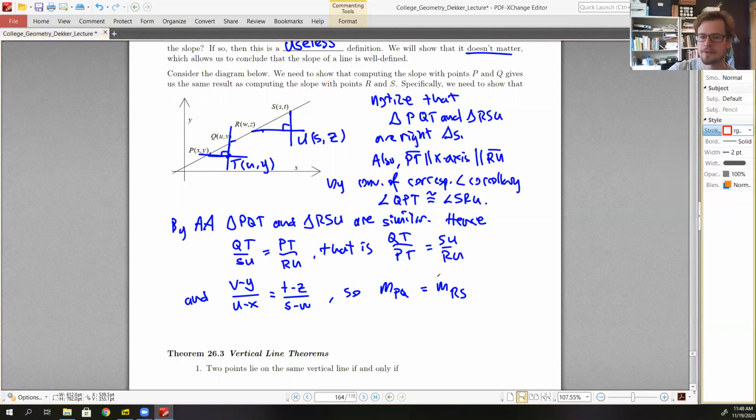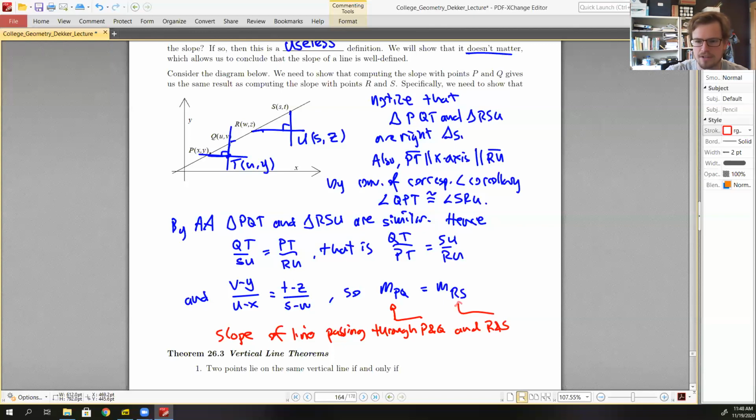So notation there, slope of line passing through P and Q, that's this guy, and R and S, that's that guy. So slope of the line passing through P and Q, slope of the line passing through R and S.